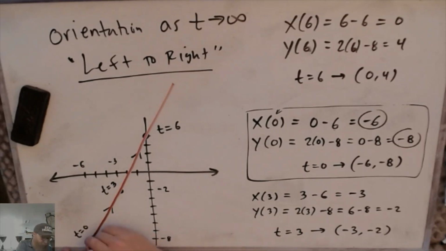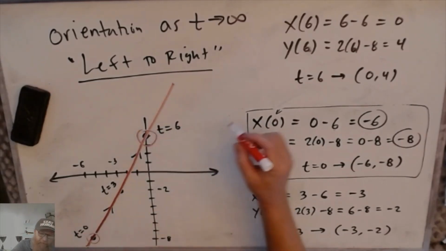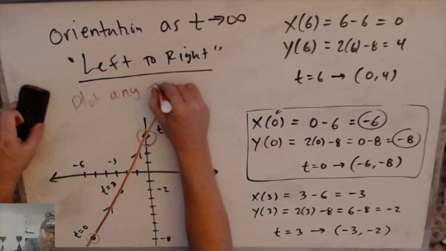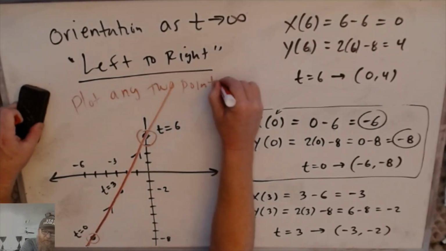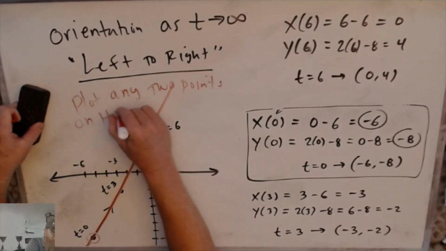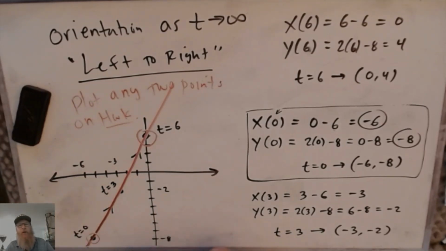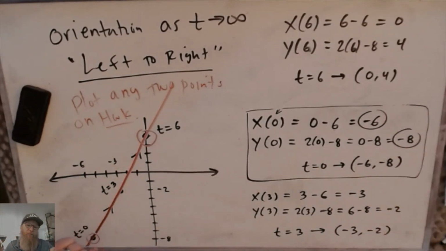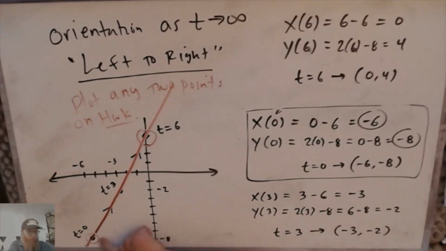I recommend plotting t equals 0 and then one other point. So just plot any 2 points on the homework. You don't have to do as many as I did. You do at least 2, or any 2 that you like. I always recommend starting with 0.